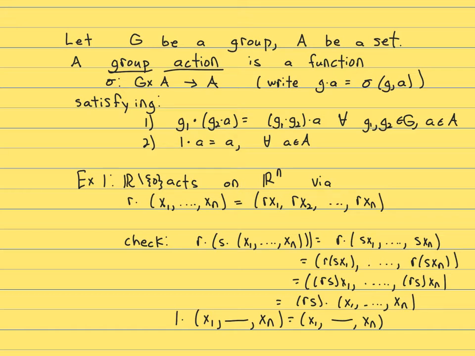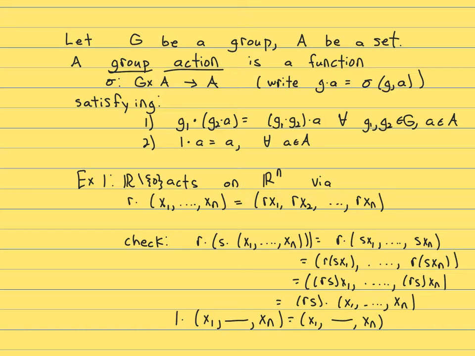And so this is the only time I'm ever going to denote the function by sigma. And from now on, rather than writing sigma of g, a, I'm just going to write g dot a. Because the point is you've got a function on ordered pairs, and every ordered pair is of the form g comma a, where g is an element of the group, and a is an element of the capital set A.